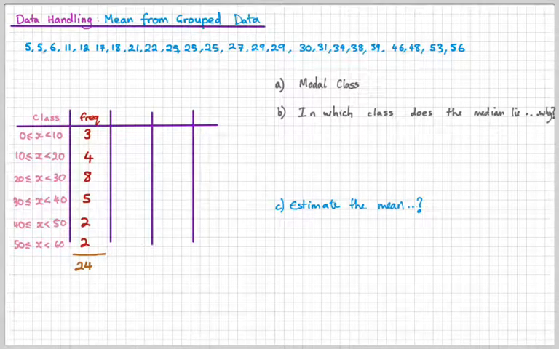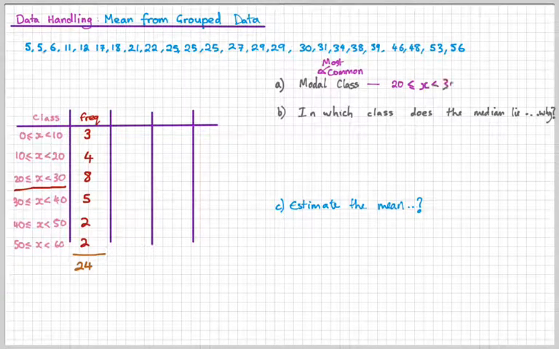Question A is, what's the modal class? Question B, in which class does the median lie and why? And finally, C, estimate the mean. So, the modal class, well, that's obvious, I hope. It's just the group which has the most items, and that's the 20 to 30 group, since there are 8 items. So most common, 20 to 30.